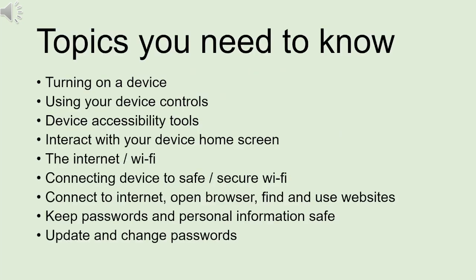Topics you need to know. You need to be able to turn on a device, be able to use your device controls, your device accessibility tools. You need to be able to interact with the device home screen. You need to be able to use the internet or Wi-Fi. You need to connect the device to a safe and secure Wi-Fi. Once connected to the internet, be able to be familiar with opening the browser, finding and using websites. Be able to keep passwords and personal information safe. You need to be updated and change those passwords.